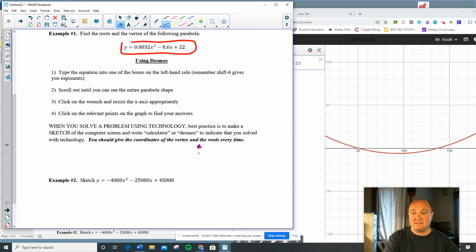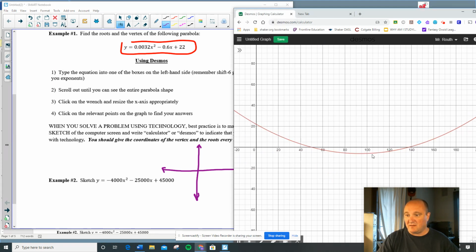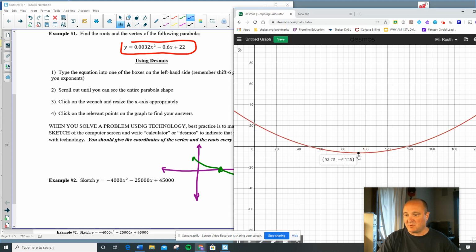So in a problem like this, I might do something like this. I draw my x and y axis, and looking over at Desmos, the vertex is just a little bit below the x-axis, but it's pretty far along. So I'm going to draw this so it kind of looks like the screen I see. It's not the cleanest drawing here, but it'll do. And then I always want to label the vertices. So what is the vertex of this parabola? Okay, it's 93.75 and negative 6.125.